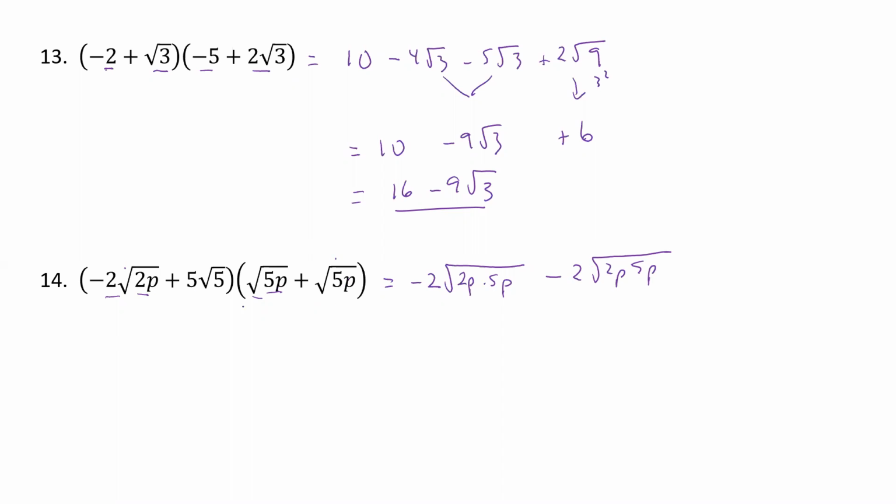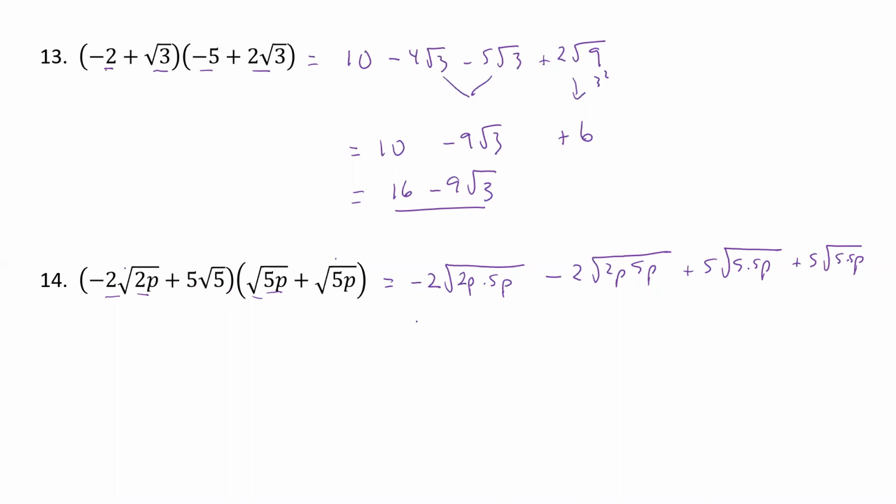Now we'll do the inner, so we'll multiply these two together, so we'll have plus 5 times, and then we'll have a 5 times 5p. And guess what? When we take the last, we're going to have the same thing. We're going to have plus 5 square root of 5 times 5p. All right, so now we need to simplify.